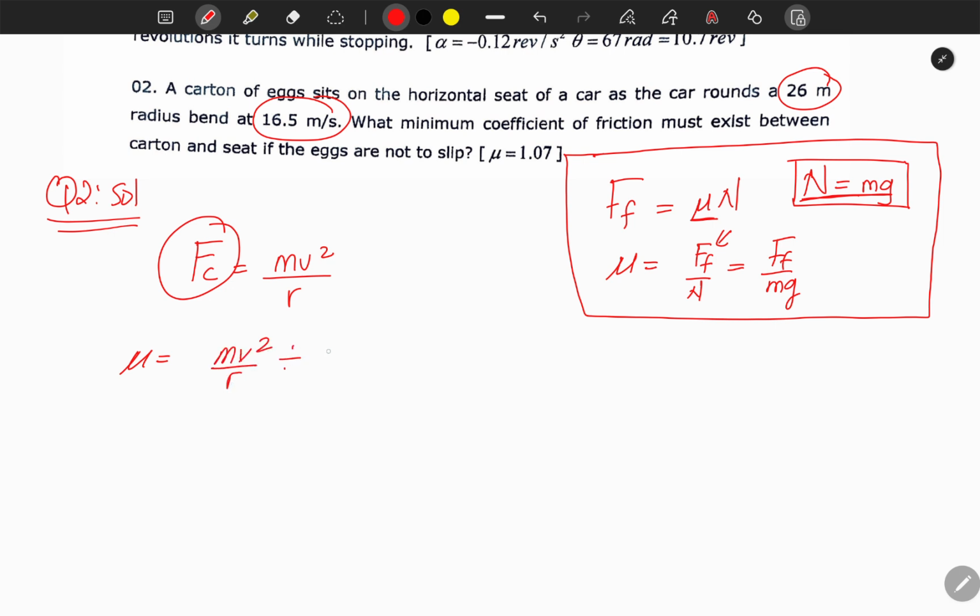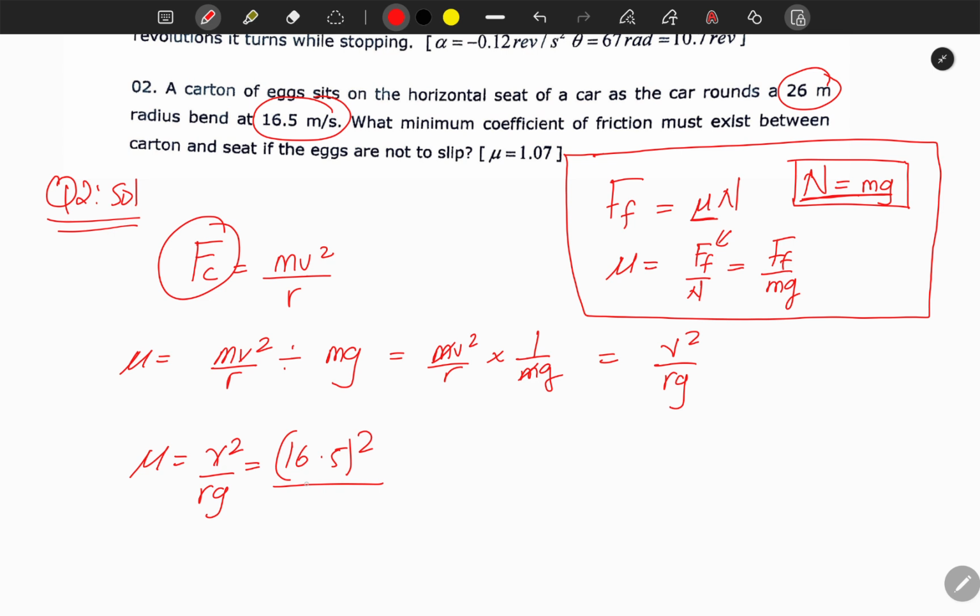We are dividing by what? We are dividing by mg. So we end up having mv squared over r multiplied by 1 over mg. Mass and mass cancel out, so we end up remaining with v squared over rg. So our mu, which is the coefficient of friction, is just equal to velocity squared over radius multiplied by gravity. The velocity has been given already as 16.5. We can just square that over the radius, which has been given to be 26 meters, and gravity we are going to use 9.8.